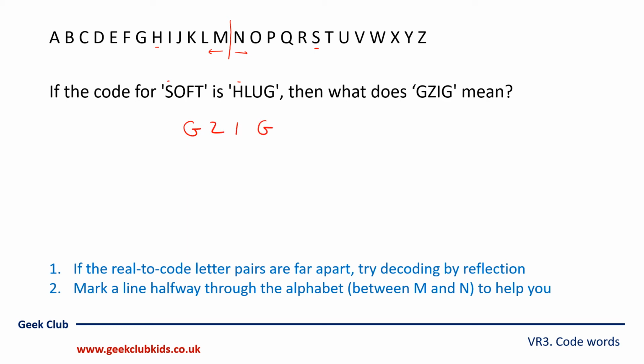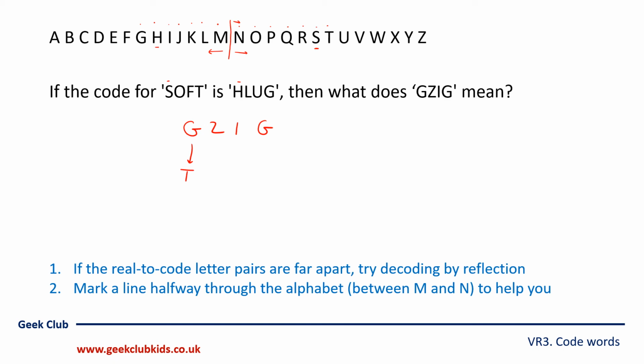So to decode the first letter, I'm going to see how far away it is from this middle line. So to get from the middle line to G, I need to move 1, 2, 3, 4, 5, 6, 7 spaces. To decode a G then, I need to go in the opposite direction, the same number of spaces. So I'm going to go forwards from this line, 7 spaces. 1, 2, 3, 4, 5, 6, 7. So the translation for the code letter G is a T.